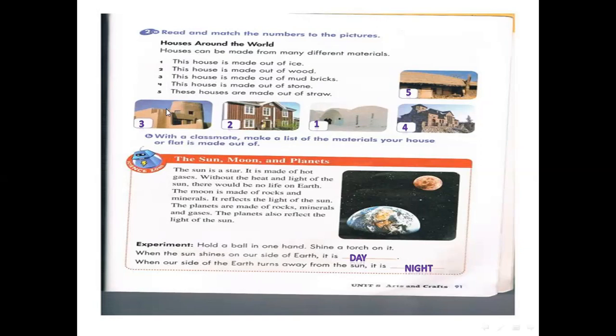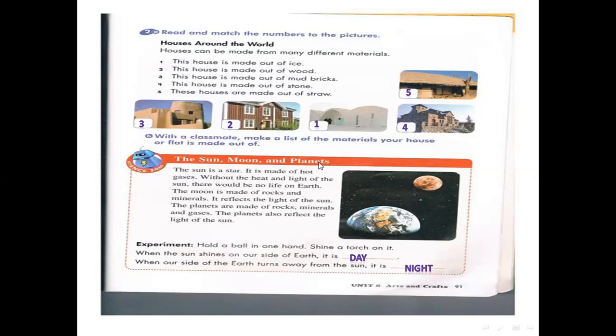This is number 3. These houses are made out of straw. This is number 5. Now we have a text. We are going to read it.